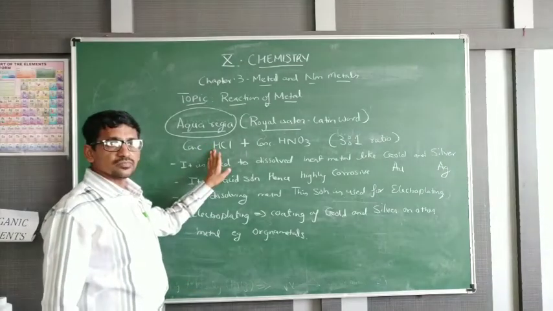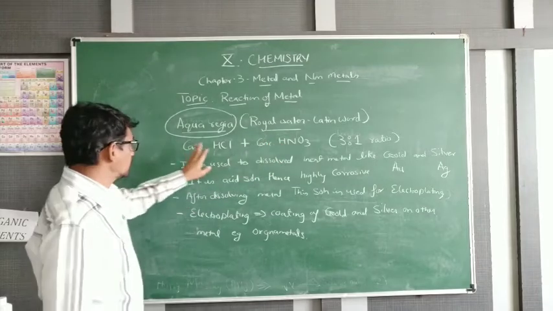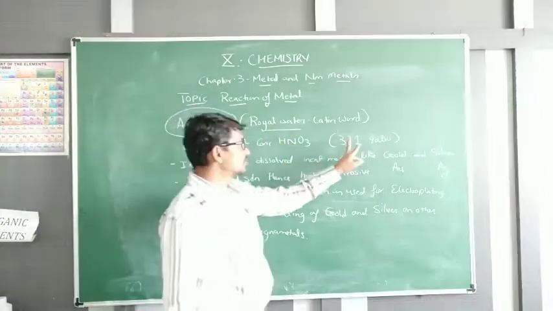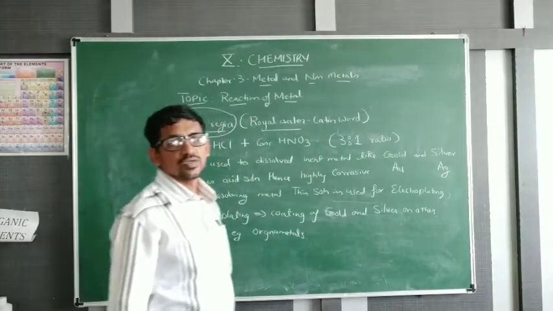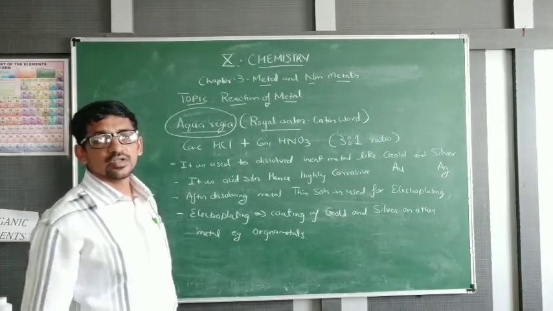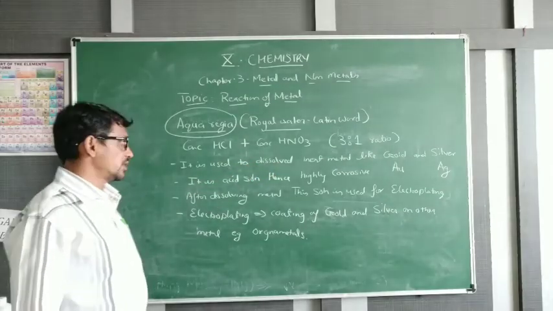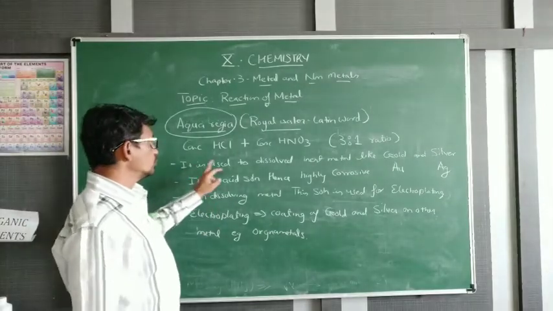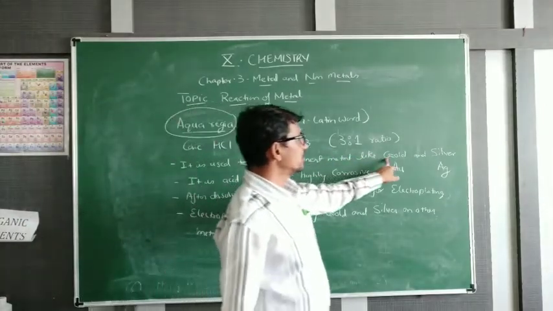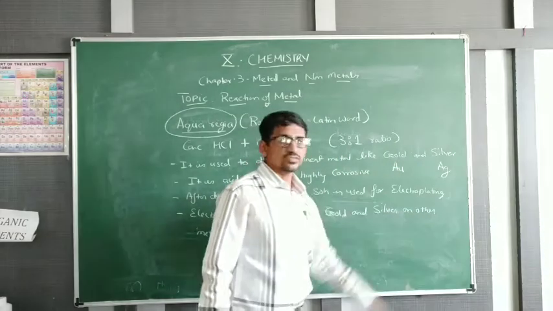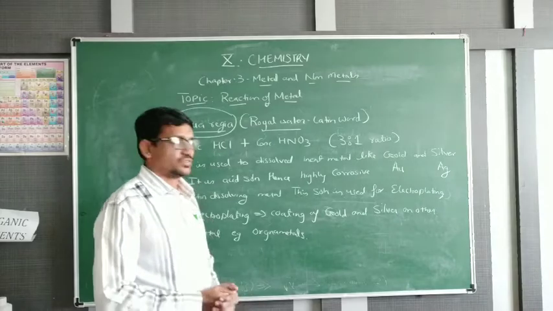In this, two acids are taken, concentrated hydrochloric acid and concentrated nitric acid, in a 3:1 ratio. 3 parts of hydrochloric acid and 1 part of nitric acid, HNO3, are taken, and the particular metal is dissolved in it. It is used to dissolve inert metals like gold and silver. The gold symbol is Au and the silver symbol is Ag.